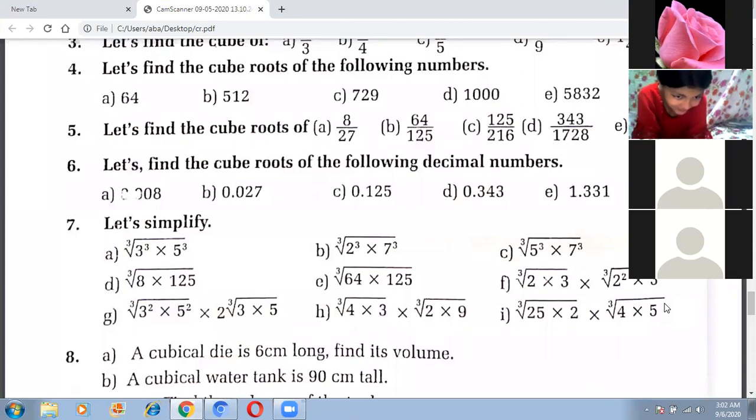Okay, up to number 7, you have to do 1, 2, 3, 4, 5, 6, 7. Yes. Any confusion, you can ask. Okay, you can ask me. If there is any doubt, ask me.